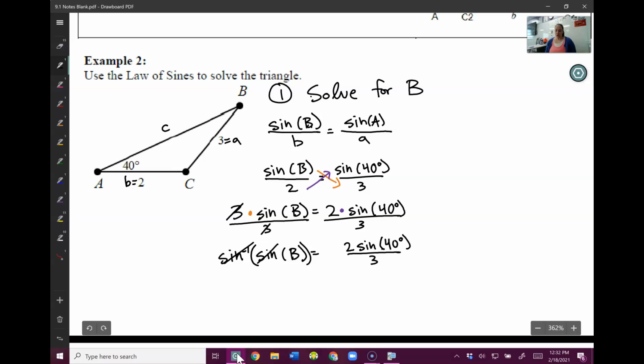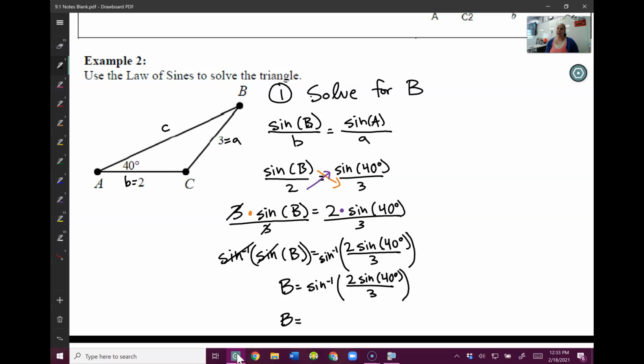There we go. So if I do the inverse sine to this side, then I also need to do the inverse sine to this side. So I get capital B is the inverse sine of 2 sine of 40 over 3. And now this is what I'm going to type into your calculator.